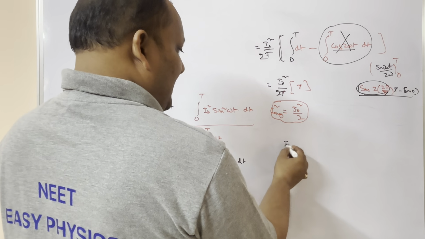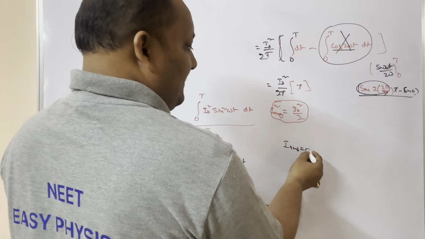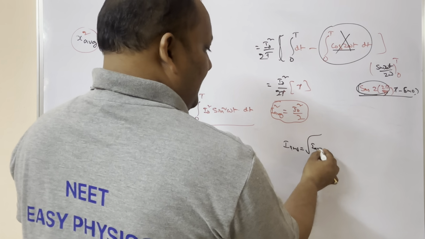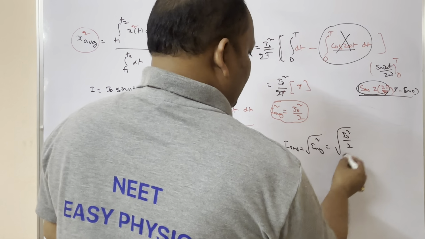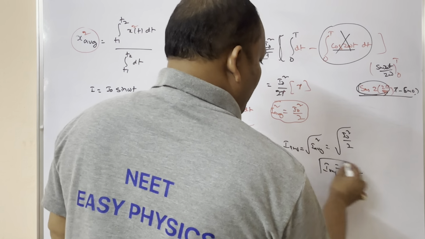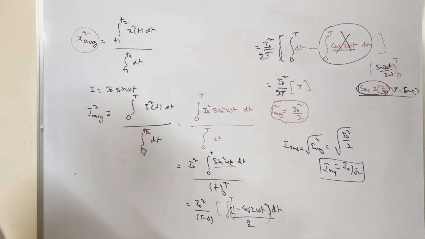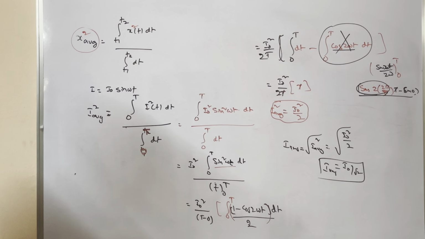So next one will be having IRMS. In the name itself it is there: root mean square value. So for this, I average square root, that is going to be root of I naught square by 2. So I naught by root 2. So this is going to be the RMS value. Mean square value, average value, how we are going to get.